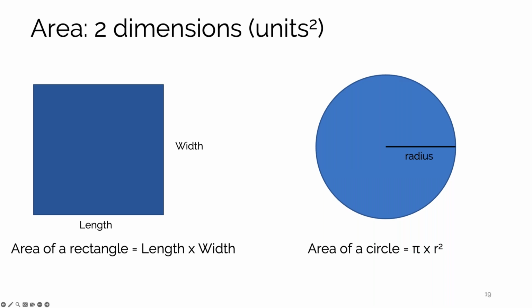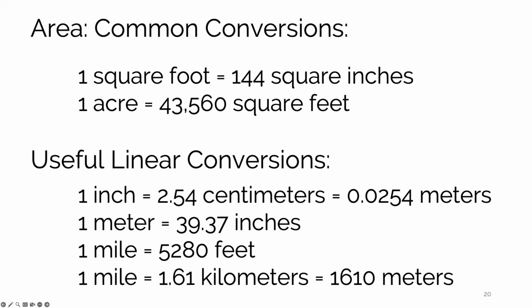Formulas you should commit to memory: area of a rectangle or square, length times width. Area of a circle, pi r squared. There are other versions, there's one with diameter, but I can never remember that. So it's critical, I think, to have these formulas at hand. And it's also critical to have common conversions at hand.